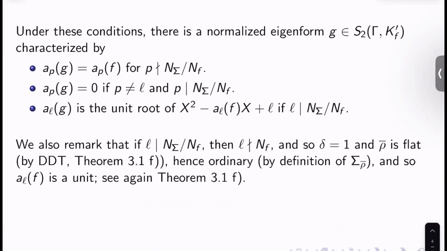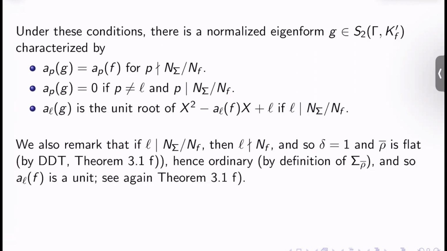Okay, so under these conditions, we can check that there's a normalized eigenform G in S2 gamma K prime sub F, characterized by the following three properties. If P is a prime that doesn't divide n sub sigma divided by n sub F, the level of F, then A sub P of G is just A sub P of F. We don't change the pth Fourier coefficient in that case. If P isn't L and does divide n sub sigma over n sub F, then A sub P of G is just 0. So we lose all of those Fourier coefficients.